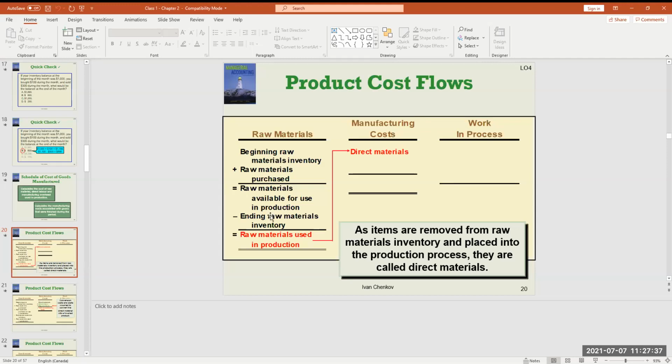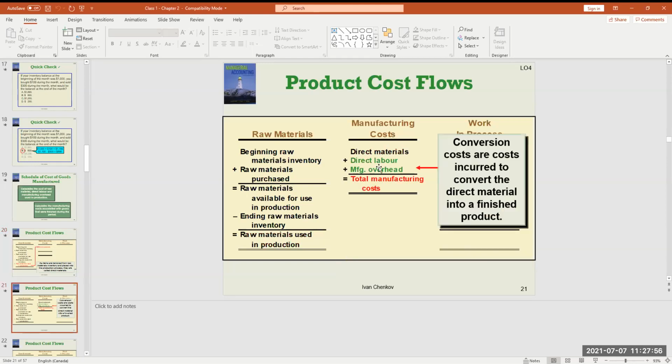How are we going to get it? From the raw material, we're going to get the beginning balance in the raw material inventory. We're going to add the purchases. We're going to have raw material available to use. We're going to deduct the ending balance, and we're going to get raw material used in production. That will be the direct material. Direct labor and manufacturing overhead are just going to come. Once we combine these, we have the total product cost or total manufacturing cost.